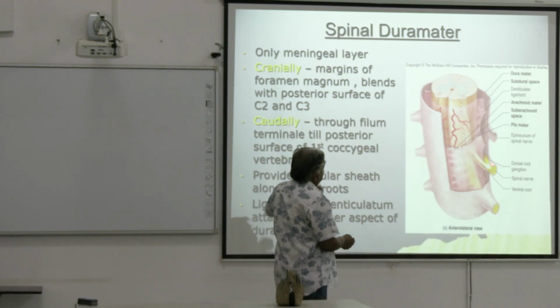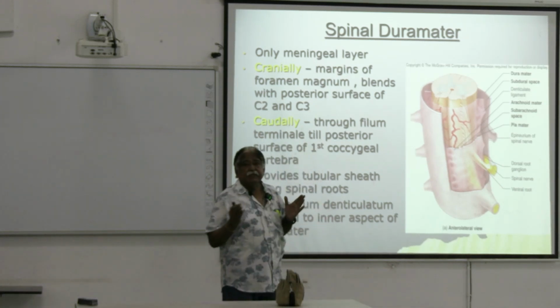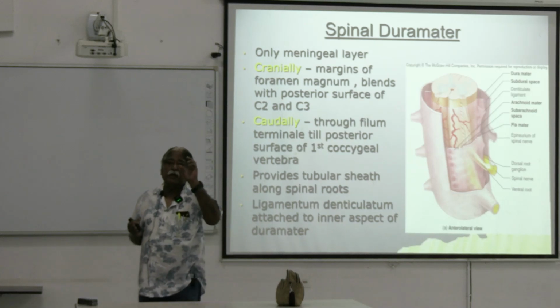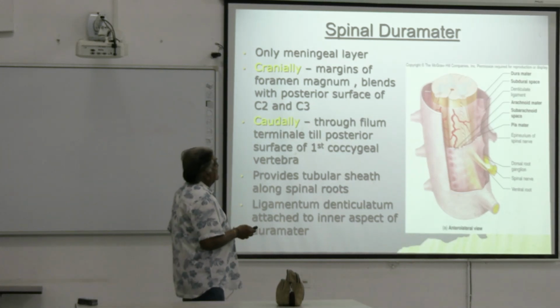Now, the dorsal root ganglion, and this is the spinal nerve, and this is the ventral root. When you dissect, you will be seeing the total image of this picture.